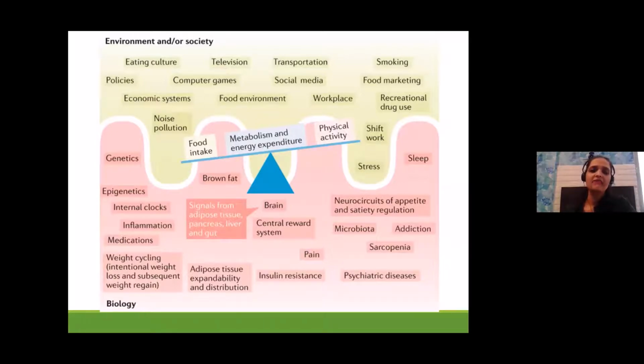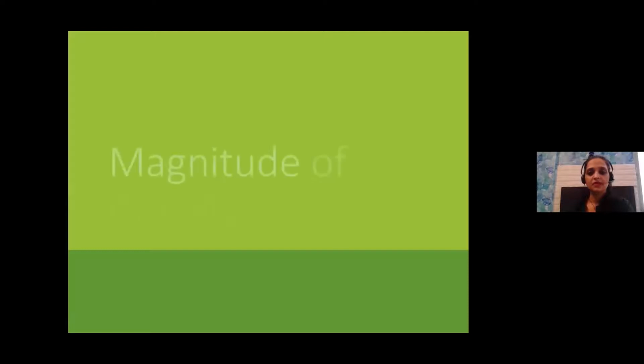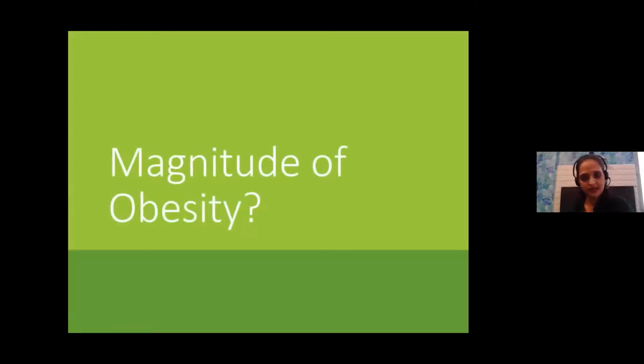All of these have an impact on the way the energy is metabolized and energy expenditure happens. They actually would determine our physical activity rate and food intake as well. And depending on how they are placed, we would either gain weight or lose weight. So what is the magnitude of obesity? How much does it impact, what is it doing?